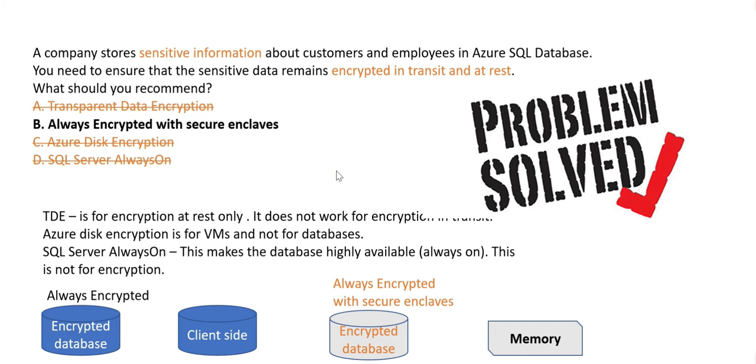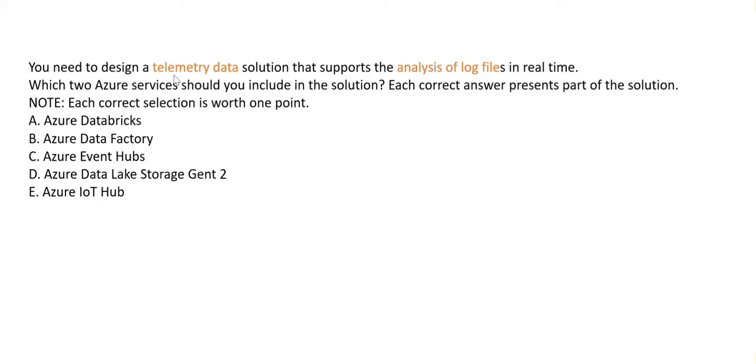Let's move to the next question. The question says: a telemetry data solution that supports analysis of log files in real time. Which two technologies should you use? So it's a telemetry solution. That means it's an IoT-based solution. And whenever IoT comes into place, IoT Hub and Event Hub are definitely used.